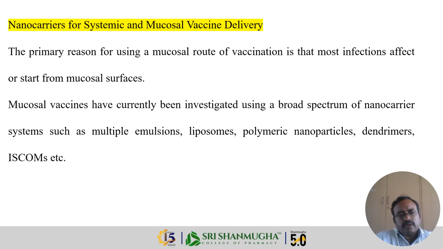Then there are some nanocarriers for systemic and mucosal vaccine delivery. The primary reason for using the mucosal route of vaccination is that most infections start from the mucosal surface only, from the mucosal cavity only. Mucosal vaccines have currently been investigated using a broad spectrum of nanocarrier systems such as multiple emulsions, liposomes, polymeric nanoparticles, dendrimers, and so on.